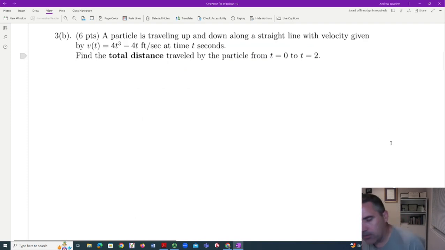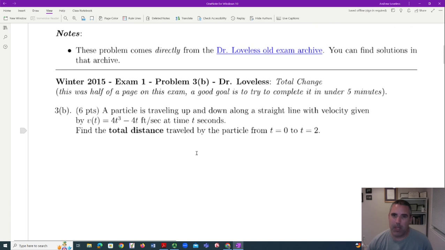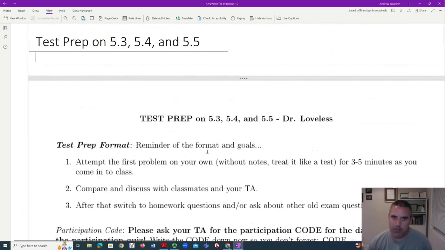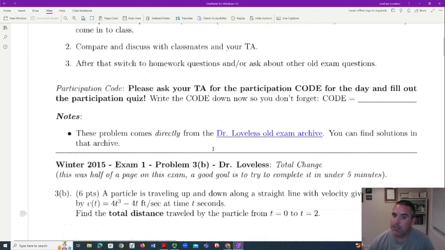Hello Calculus fans, this is a video for Calculus 2 that has to do with sections 5.3, 5.4, and 5.5, which is the fundamental theorem of calculus, net change, total change, and the substitution rule. There's a lot of stuff that happens in that section, but what I'm trying this term is to give you some test preps, which is a small sampling of some old exam questions relating to these topics.